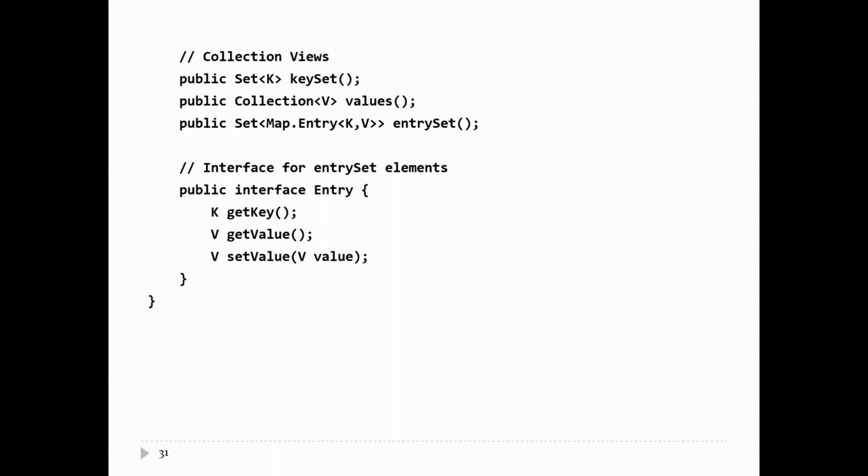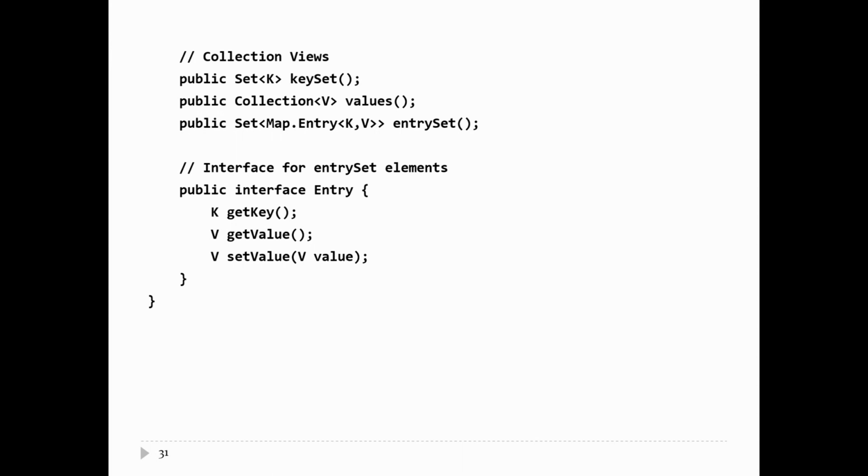Public set, the entry set. So the entry set is the set of key value pairs. Remember I told you a map is just a two-column table? So the entry set represents the rows of the table. There's a funny name here. The entry set is a set because the key value pairs are all unique, because the keys are unique, so they form a set.